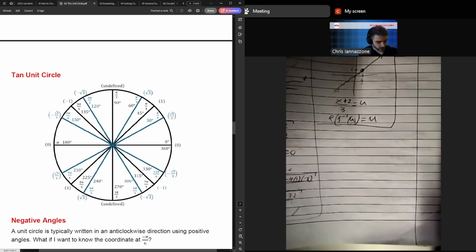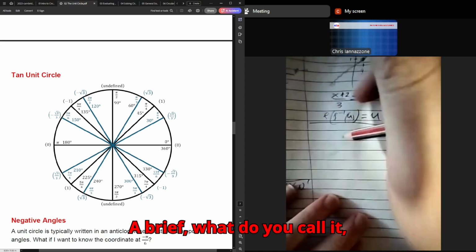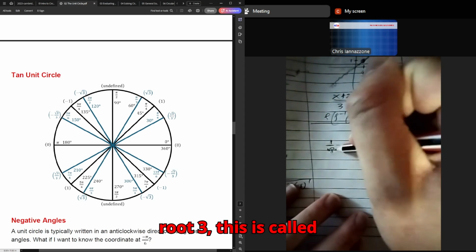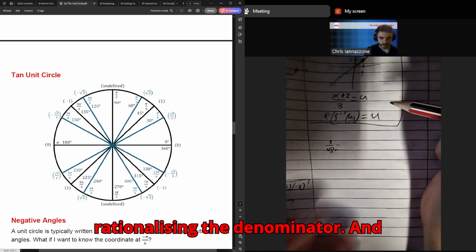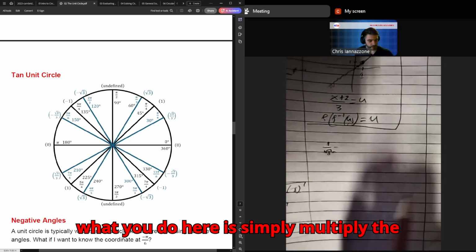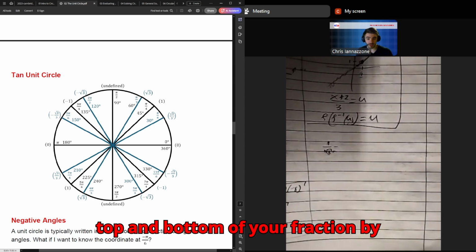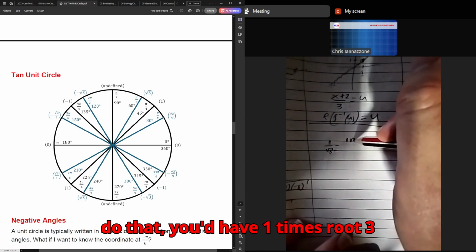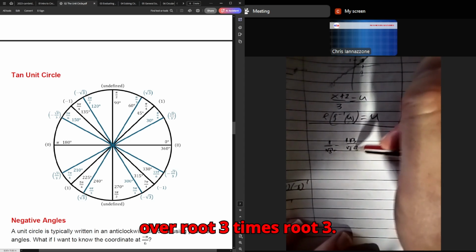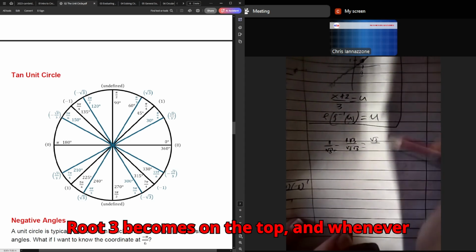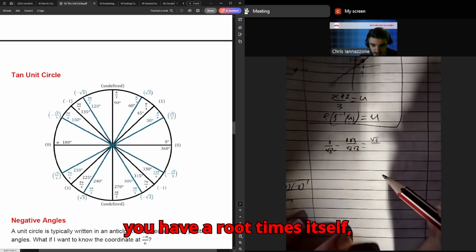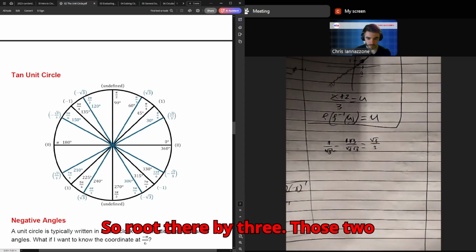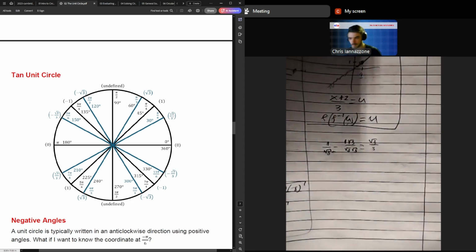Just a brief intermission here. If you have 1 over root 3, this is called rationalizing the denominator. And what you do here is simply multiply the top and bottom of your fraction by whatever the root is. So if you were to do that, you'd have 1 times root 3 over root 3 times root 3. Root 3 becomes on the top, and whenever you have a root times itself, you just get whatever's inside the root. So root 3 over 3. Those two are the same value.